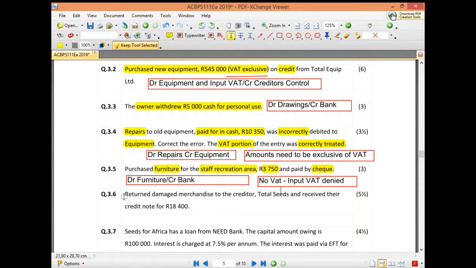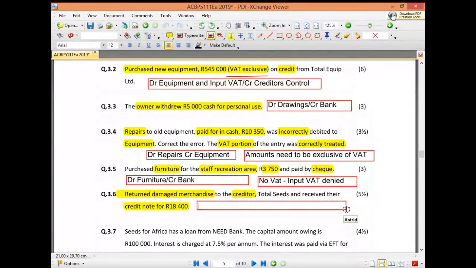Then 3.6, we returned damaged merchandise to a creditor and we received a credit note. Okay, so because we gave it to our creditor and we returned the goods, what would happen is creditors are normally credited when they increase. So when we decrease it, we debit creditors control. Then we credit our inventory.